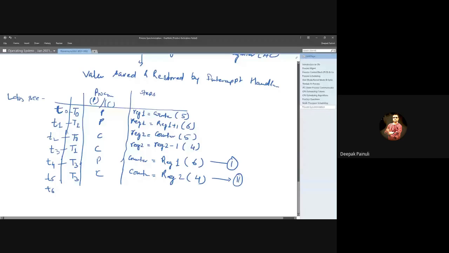Okay, so after time t5, when the system wants to save the value for counter, it will be confused, right? At time t6, when the system wants to save the value of counter, it will find two values for the same variable counter. One is 4 by the consumer process and one is 6 by the producer process.